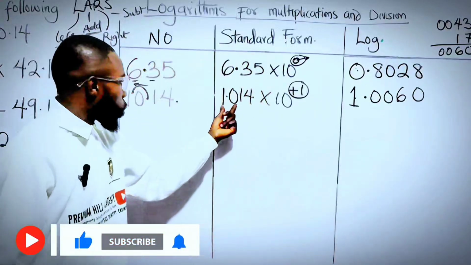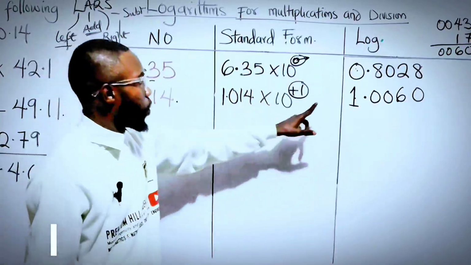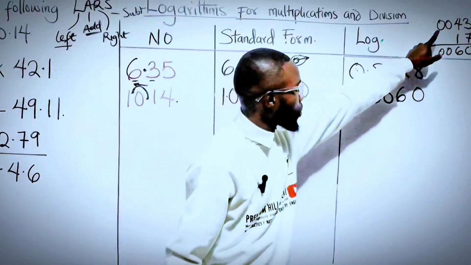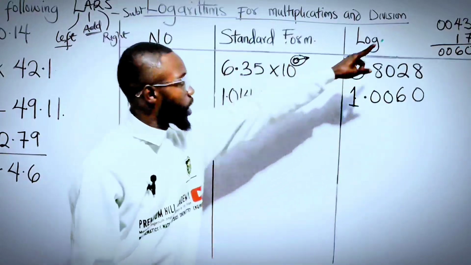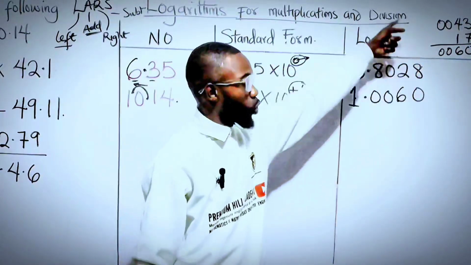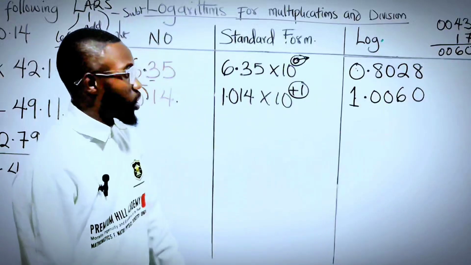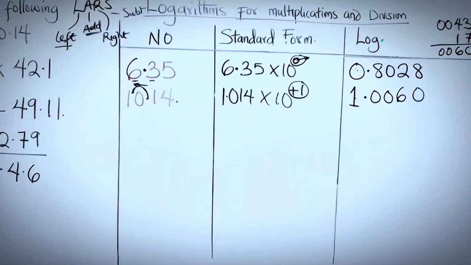Here we had log 10 under 1, difference 4. Log 10 under 1 gives us 0043. Difference 4 gives us 17. So when we add both, we have 0060. Now what do we do next?